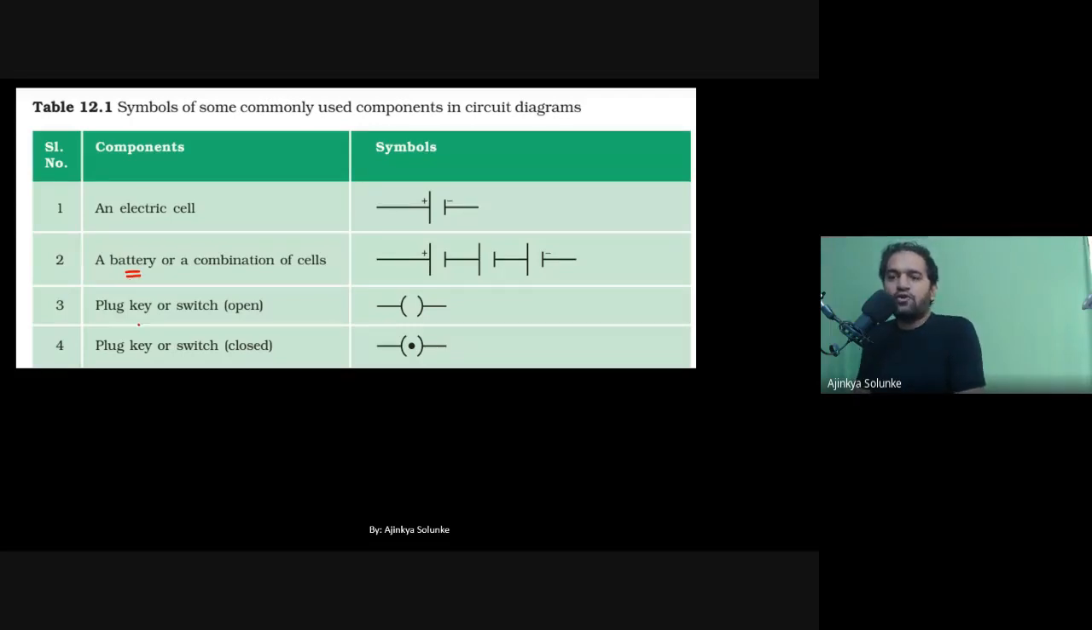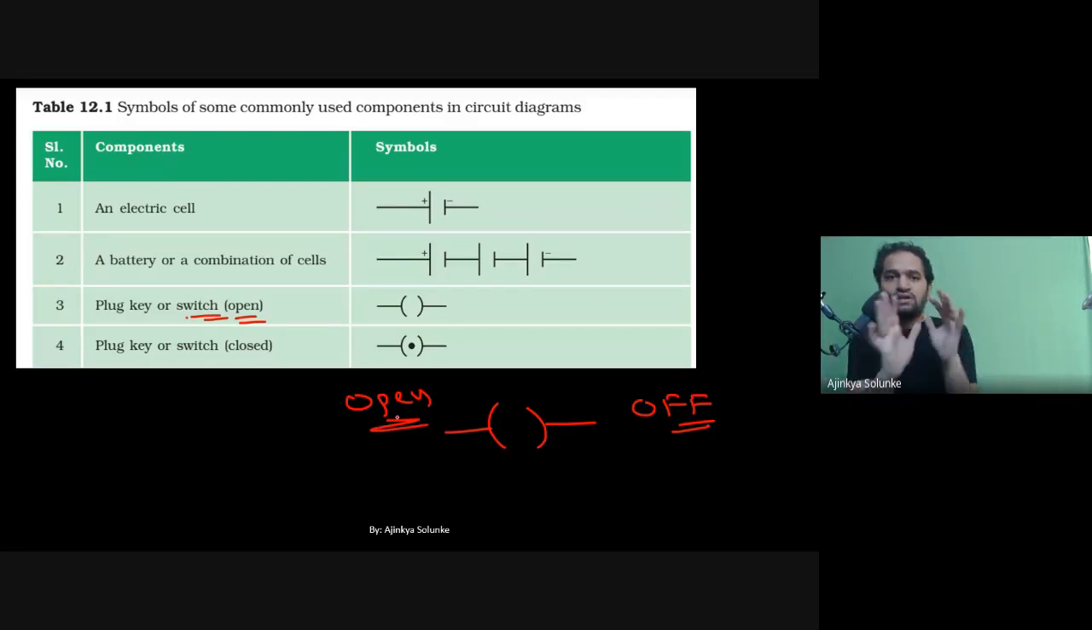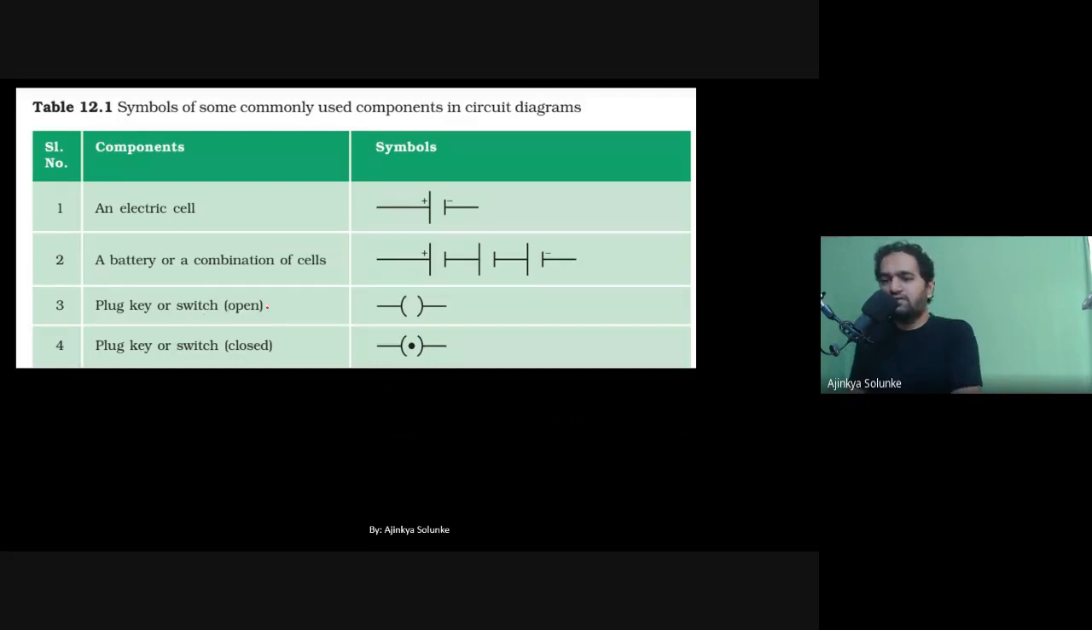Now we will go for the plug key. There are two types: one for on position, one for off position. When you plug key, your switch is open. How to draw that? You draw two brackets and do not give anything in between. There is no dot in between, just two brackets. If you have that, it means it is off position, and it is called the switch is open. It is not closed, it is open, and the switch will not work. It's off condition. Can you please write down off condition in front of this?